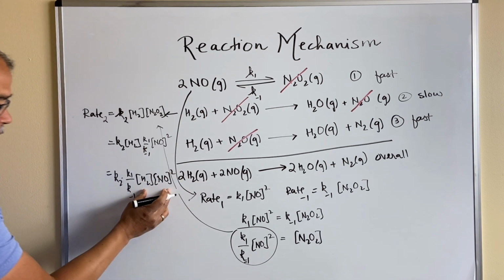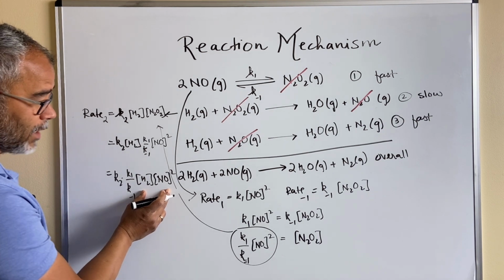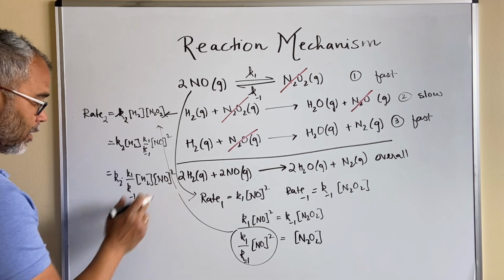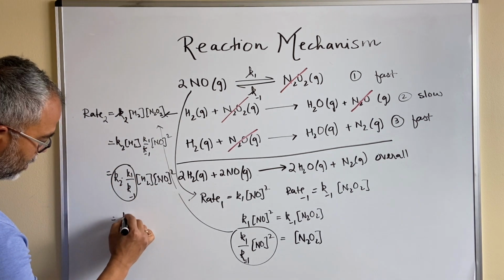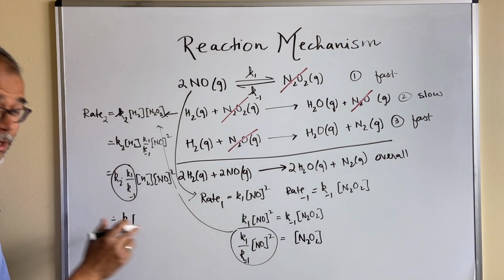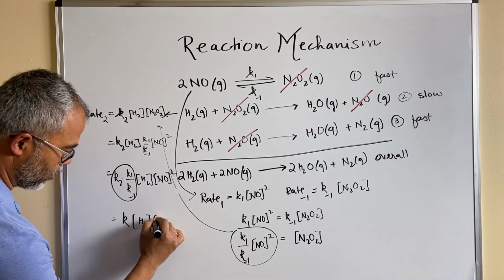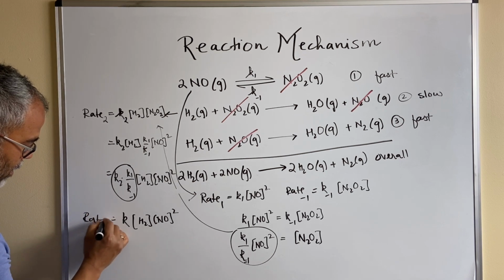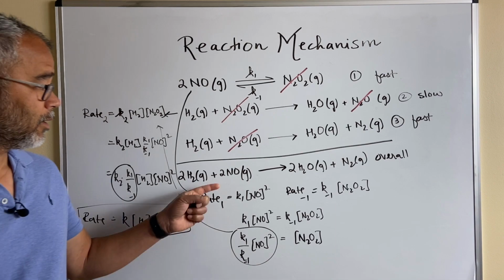Now notice carefully, the terms here are actual reactants in the overall reaction. So that's good. We'll replace the combination of constants with just a regular K, because a combination of constants is still a constant. So that's the overall rate constant times H2 times NO squared, and that is the rate law for the overall reaction.